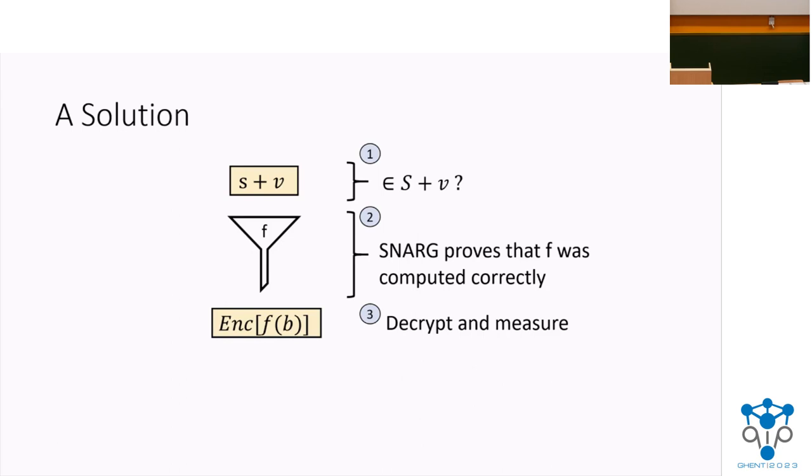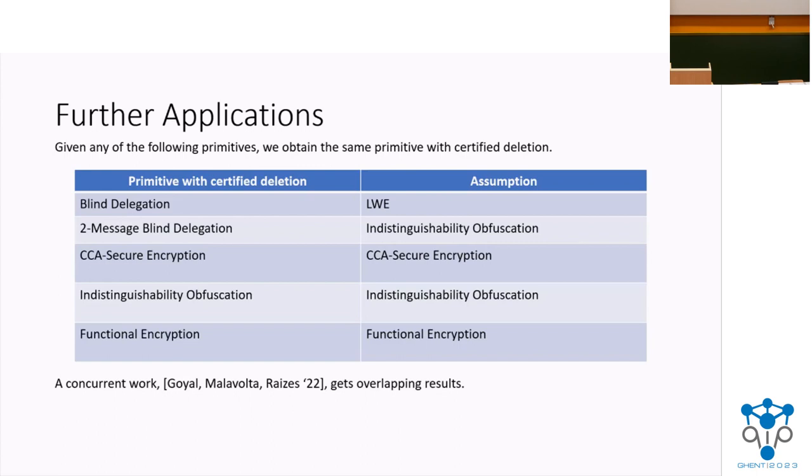So this was our protocol. We're just going to make the following change. We check membership in T plus U instead. And now this is a protocol that satisfies everlasting security against malicious adversaries.